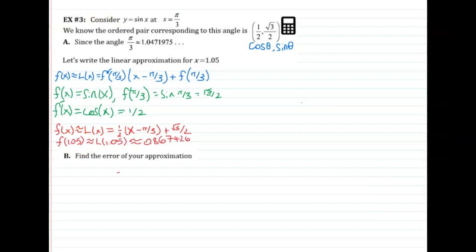In Part B, we are asked to find the error of the approximation. To do this, we need to take the value of f of pi over 3 minus L of 1.05. This is approximately the absolute value of sine pi over 3, 0.86426.